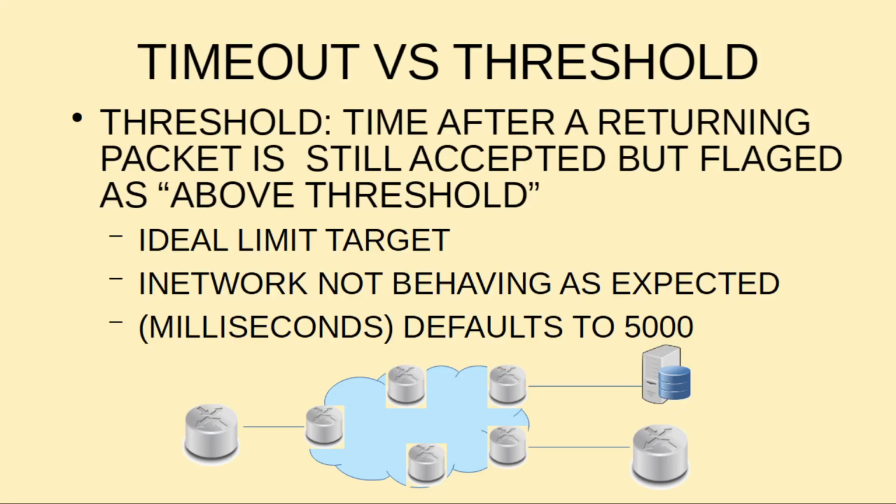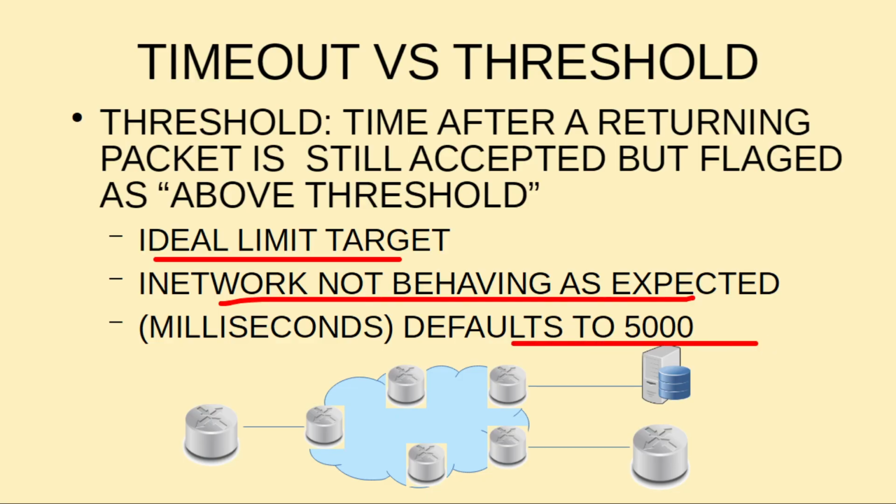The next timing parameter is the threshold, which is the time after which a returning packet is still accepted, but it is flagged as above threshold. It represents an ideal limit that we want to set for our network. If we start receiving packets after the threshold, that means that our network is not behaving as expected. By default, it is 5,000 milliseconds, but we can change it.